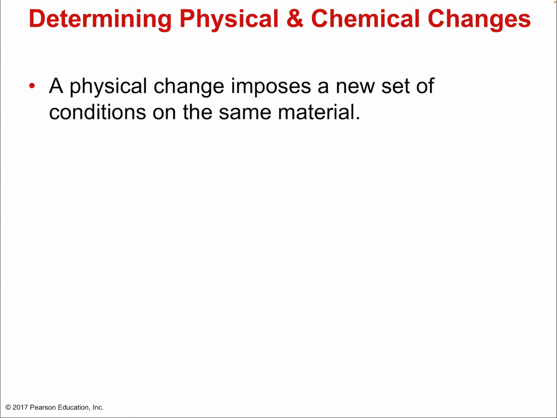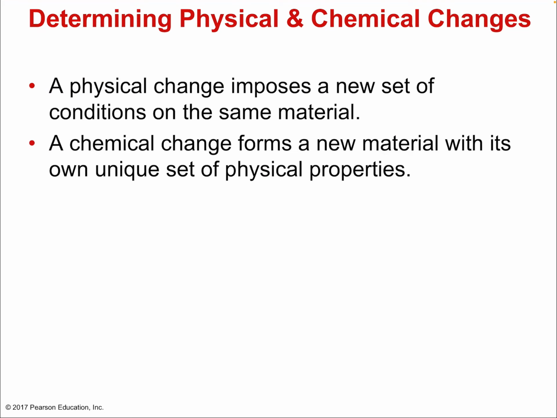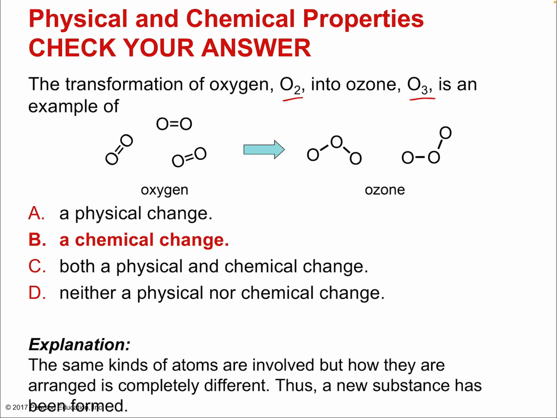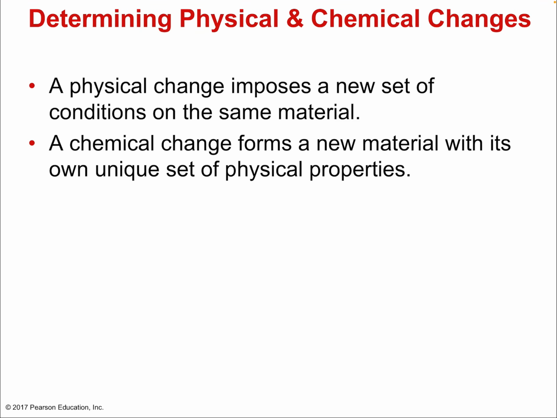All right? So a physical change imposes a new set of conditions on the same material, right? And when we say material, obviously a gas is also included in our broad category of what a material is, okay? So a chemical change forms a new material with its own unique set of physical properties. So that's interesting, right? Because if you think about diatomic oxygen, O2, compared to ozone, well, they have different boiling points. They have different opacities for different wavelengths of light. So those are all physical properties that now the molecule is going to exhibit, right? So it's so interesting that the chemical change results in different physical characteristics, okay?